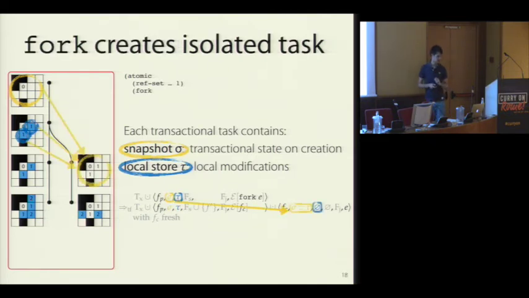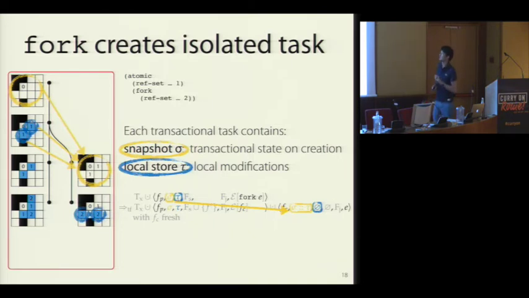Then, when a child task is forked in this transaction, we create a new transactional task. And the snapshot of this transactional task should be the state that existed at the point where it was forked. So the snapshot of this task is the snapshot of its parent modified with the local store of its parent, and you can see that here. And the local store of this child starts empty.